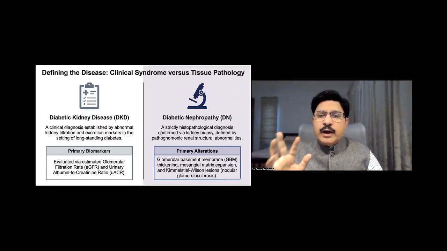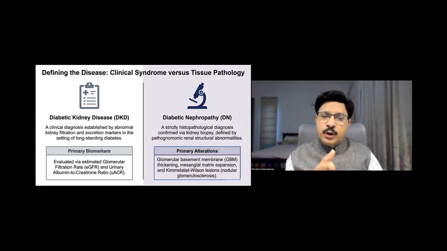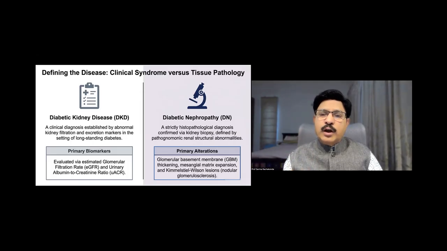Whereas diabetic nephropathy is a strictly histopathological diagnosis, as I have shown you: stage 1, only mild basement membrane changes; stage 2, mesangial changes; stage 3, Kimmelstiel-Wilson changes; stage 4, glomerulosclerosis. These are the pathological stages, not clinical stages. It is a strictly histopathological diagnosis confirmed by kidney biopsy, defined by pathognomonic renal structural abnormalities.